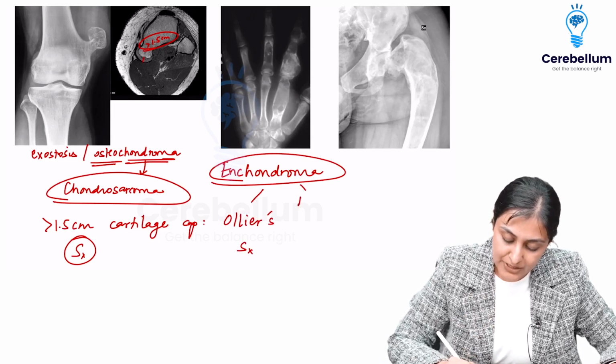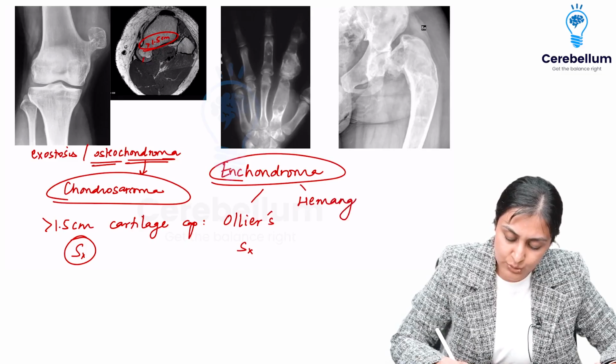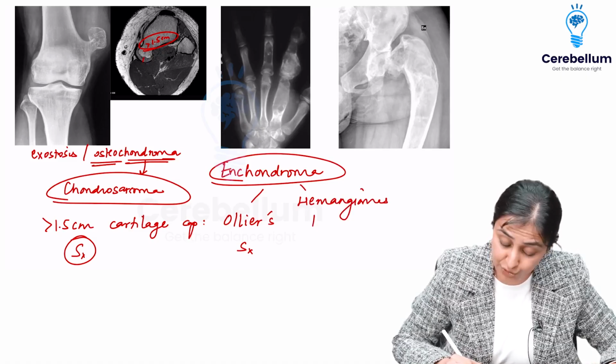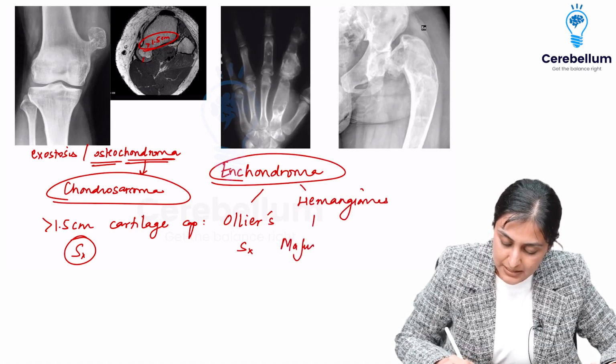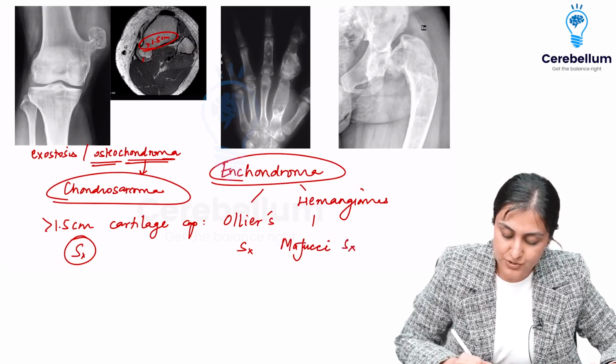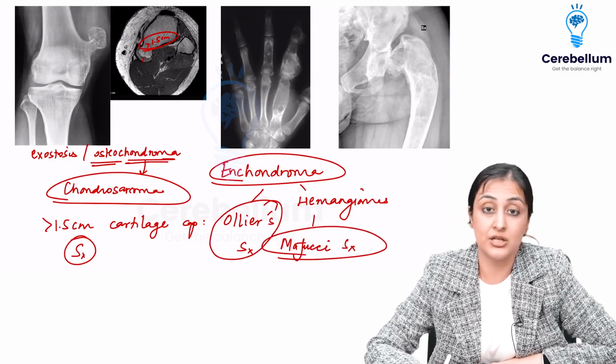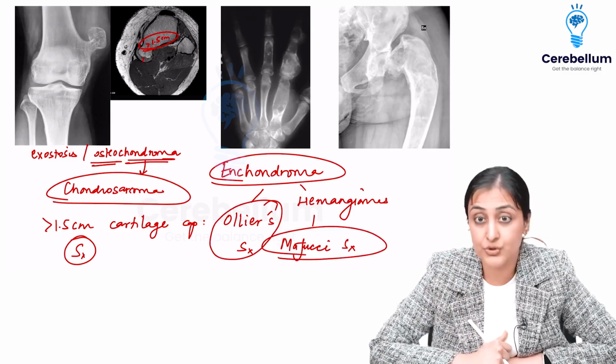If they give you that the patient also has blue skin lesions, which are hemangiomas, in addition to enchondroma, the syndrome becomes Maffucci syndrome. So we have Ollier's syndrome, and we have Maffucci syndrome in addition when we have hemangiomas.